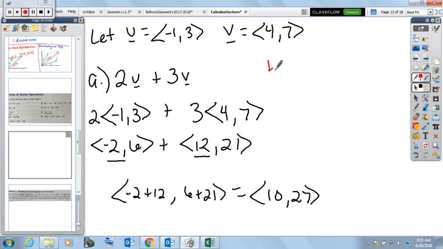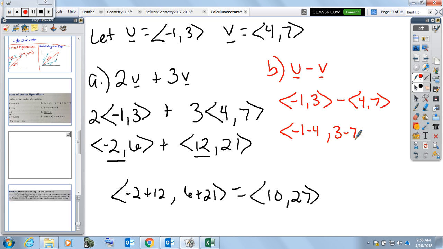Let's take a look at another example, say part B. For part B, I want to find u minus v. Again, we're just matching up the x's to the x's and the y's to the y's. So we have -1, 3 in u's component form, 4, 7 in v's component form. And so we have -1 minus 4, 3 minus 7. In the end, -1 minus 4 is -5, and 3 minus 7 is -4. And so we should see our component form as -5, -4. So -5 in the x direction, -4 in the y direction.